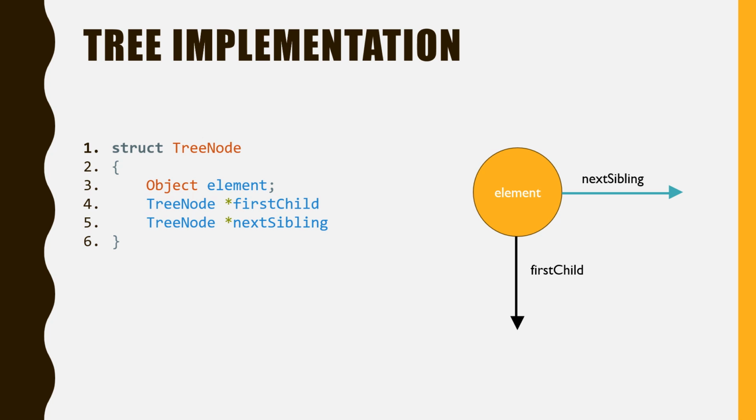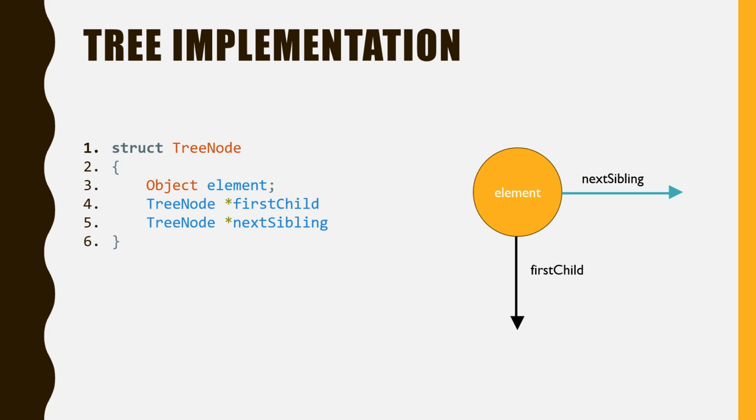Here is the declaration of the tree node structure in C++, which represents a node in a tree. The first variable, element, is used to store the data associated with the node. For example, in the case of representing a directory structure, element could be a string type that holds the name of a folder or file. It could also be an integer or any other type of object you define.